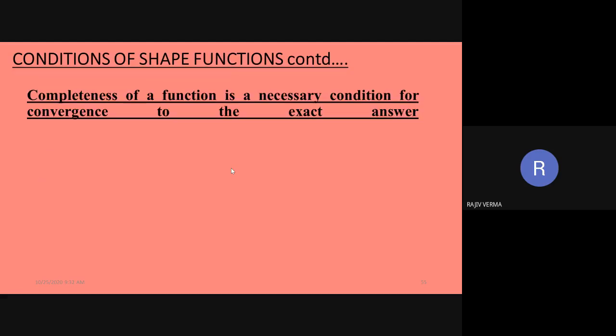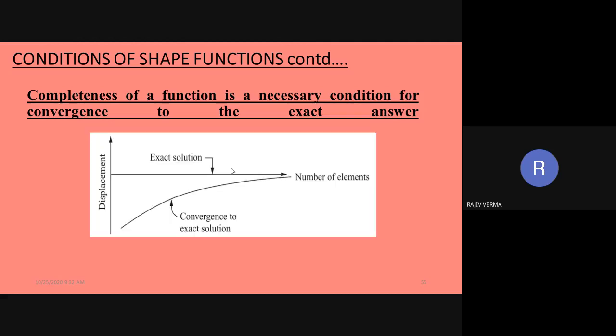The completeness of a function is a necessary condition for convergence to the exact solution. The conditions which we have just discussed, most of the elements, kindly notice, most of the elements, not all elements, are going to satisfy these conditions, and thus the FEM solution which you get is going to converge to the exact solution as the process of mesh refinement is taking place.